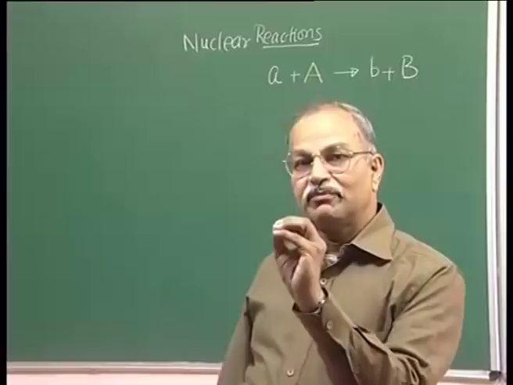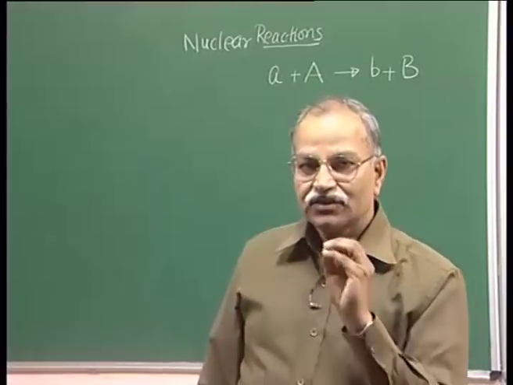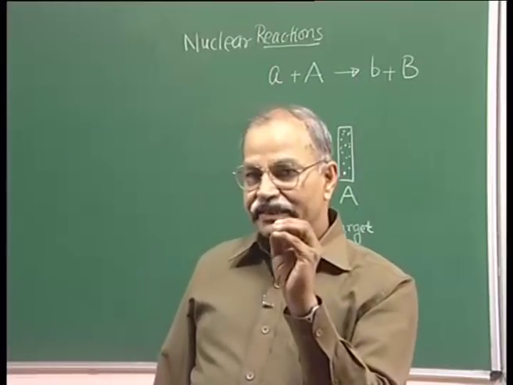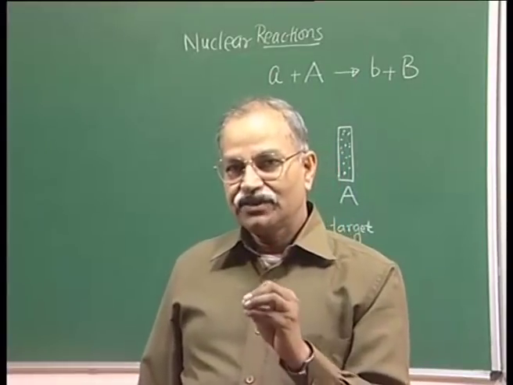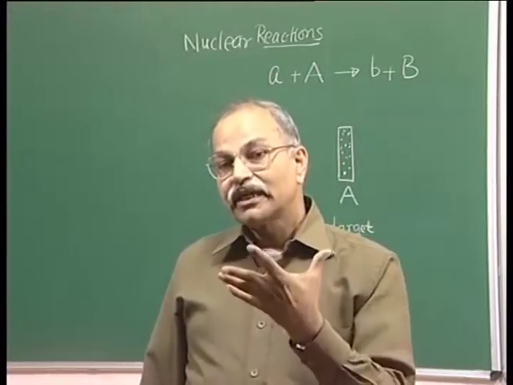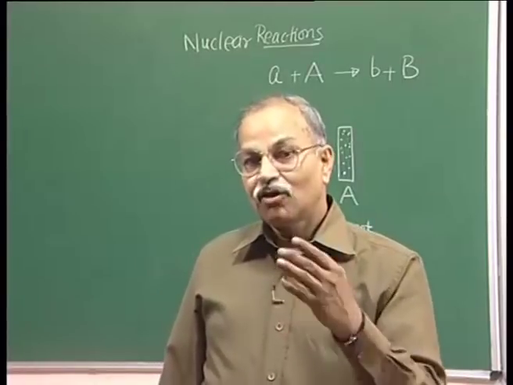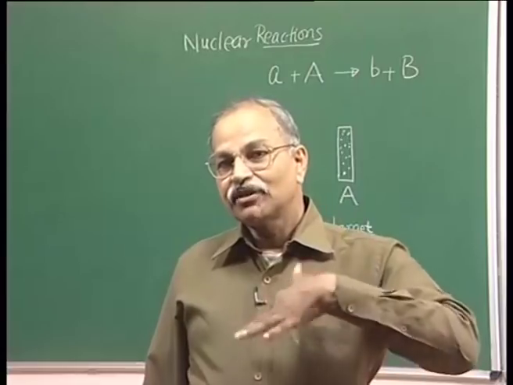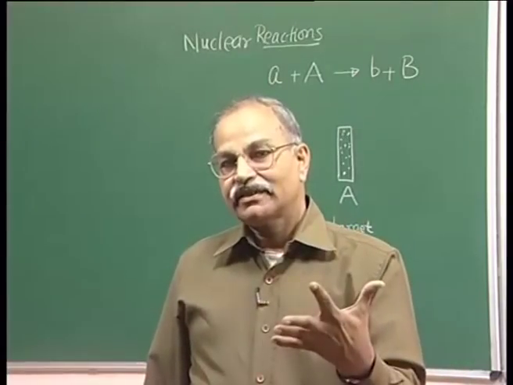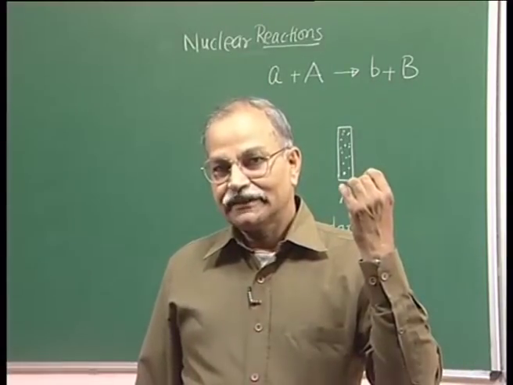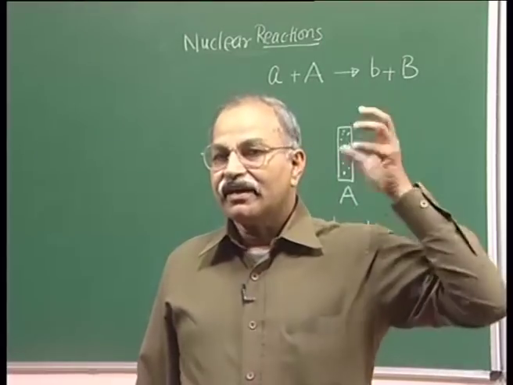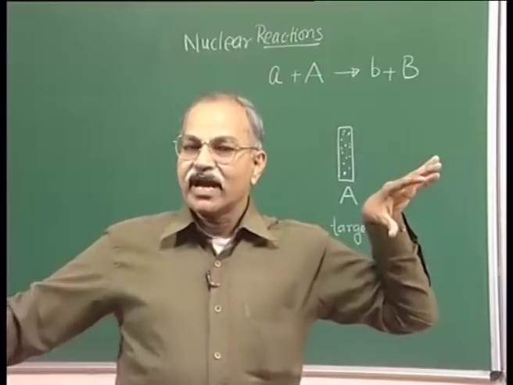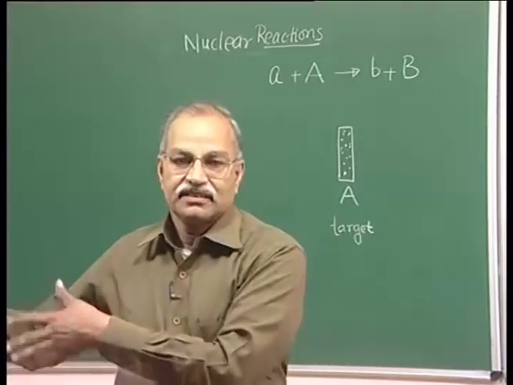So, you can have, for example, protons coming and hitting the target, so small a is a proton; or neutrons coming and hitting the target, small a is a neutron; or deuterons coming and hitting the target, or alpha particles coming and hitting the target, or lithium 3 coming and hitting the target. You can also have heavy ions coming. That is heavy ion reactions, and there the physics is somewhat different.